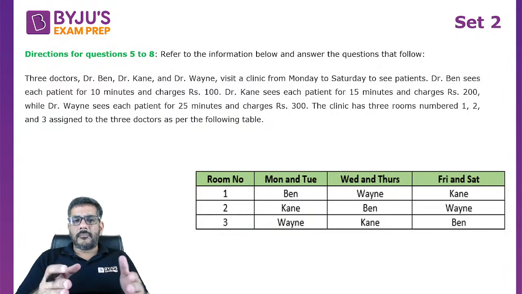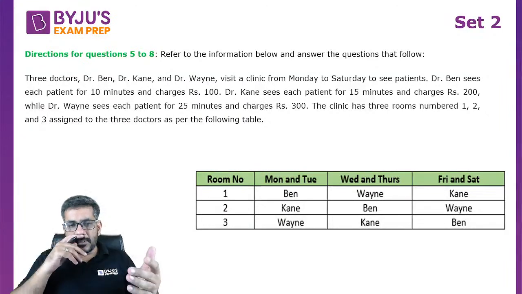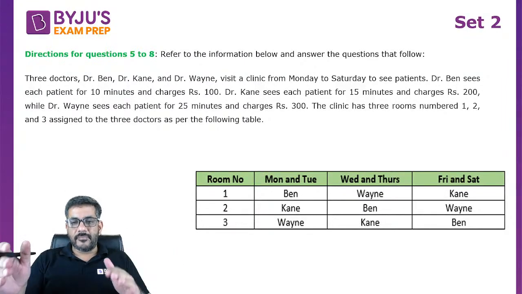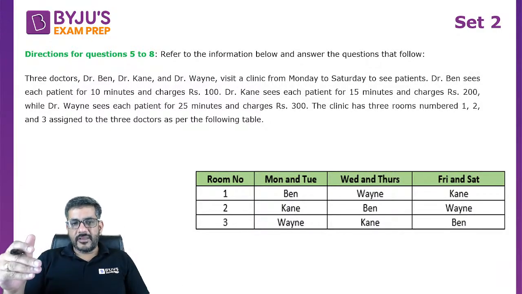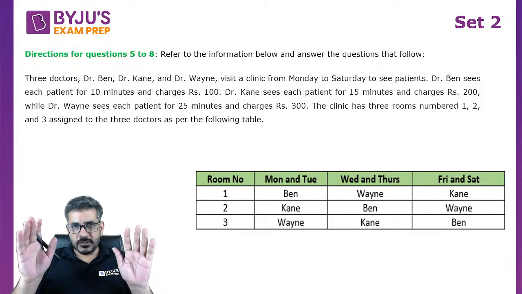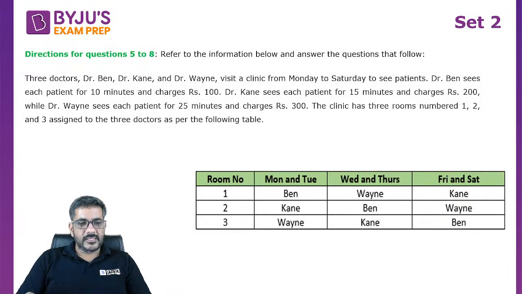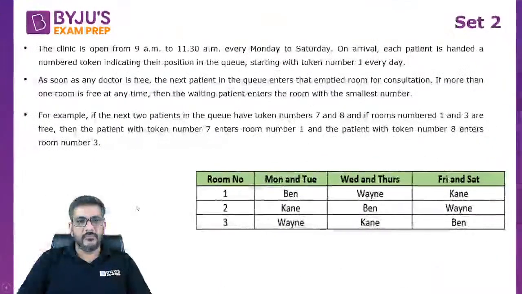So he says on Monday and Tuesday, this is the order in which they see. In room 1 we have Ben, right? In room 2 we have Kane. In room 3 we have Wayne. Similarly, ऐसे ही Wayne, Ben, Kane ये order है Wednesday, Thursday को. Kane, Wayne and Ben, that's the order on Friday and Saturday. This is how they are doing it. Okay? There is some more information over here. Just have a look at this now. So here is more information. Just read it, guys, all of you.